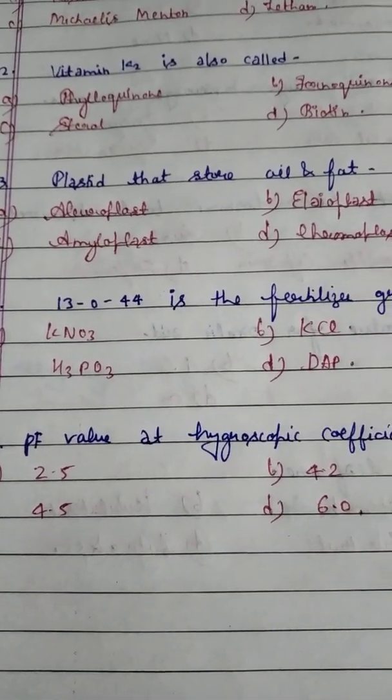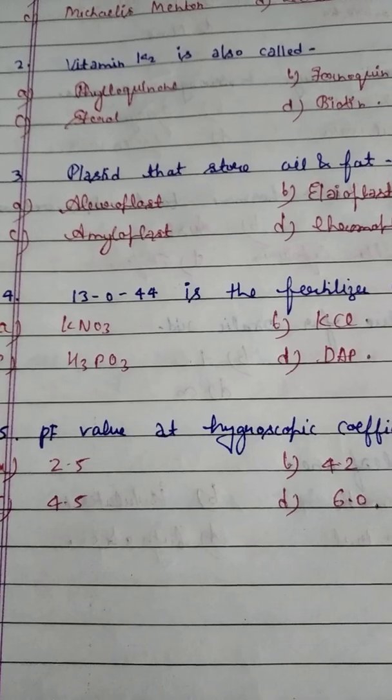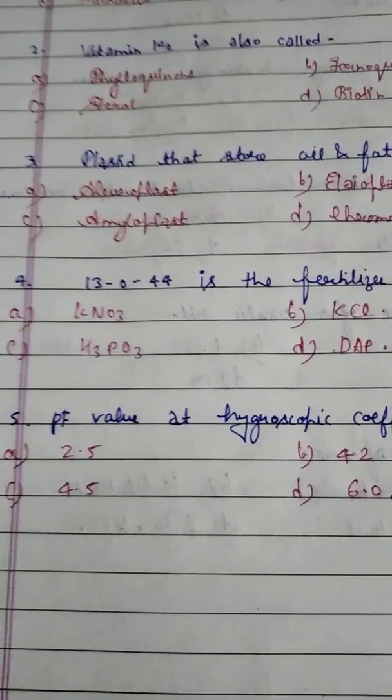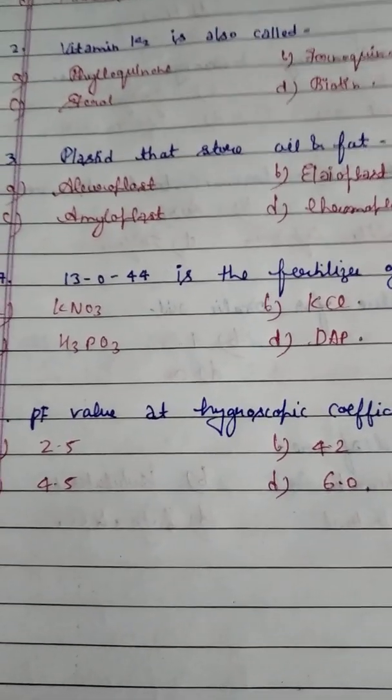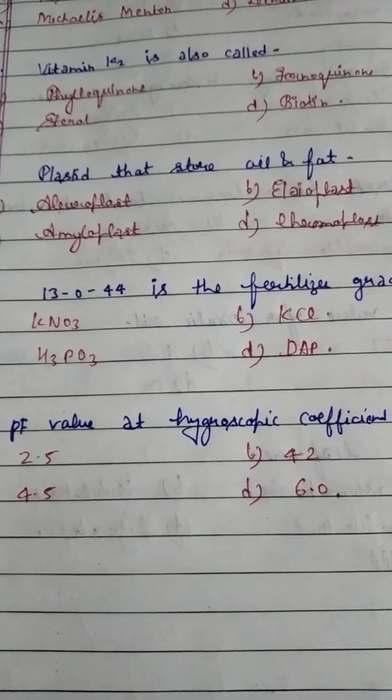Question number 3, you see students. Plastid that stores oil and fat. Option A aleuroplast, option B elaioplast, option C amyloplast, option D chromoplast. You have to tell which of the following plastids stores oil and fat.